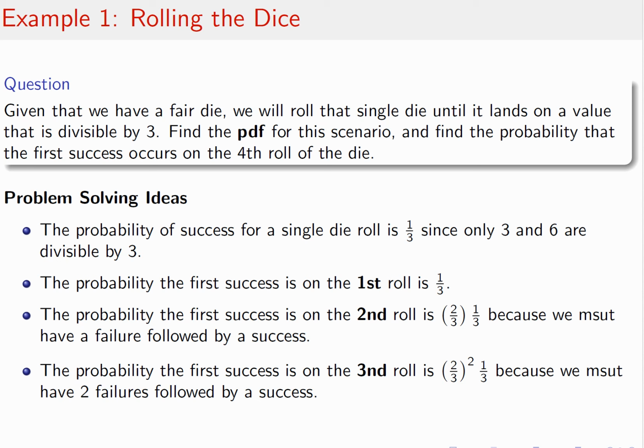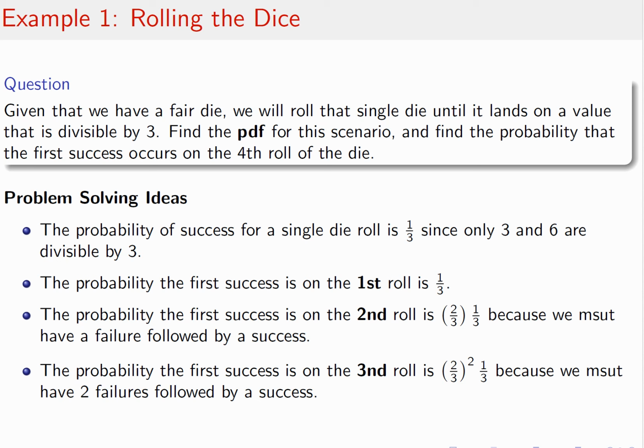Okay, so here we have rolling a die, and so we've got a fair die, a six-sided die, and the success is a value that shows up on the die that's divisible by 3. So that's either the 3 or the 6. And we want to find the probability density function for this scenario and the probability that the first success occurs on the fourth roll of the dice. Okay, so we need a 3 or a 6, but the first 3 rolls don't produce either a 3 or a 6. And then the fourth roll is a success.